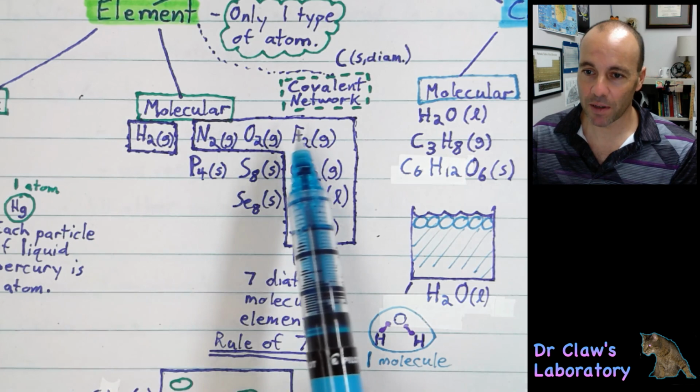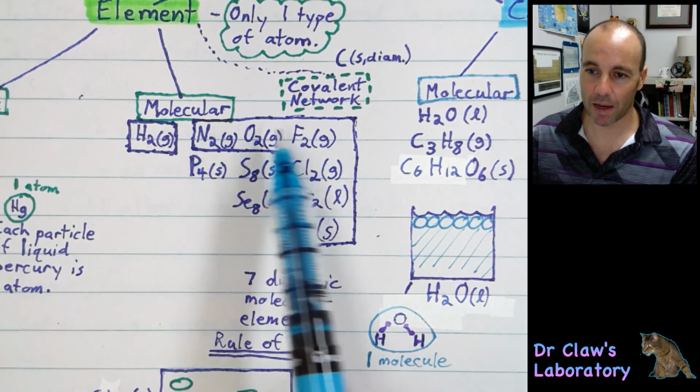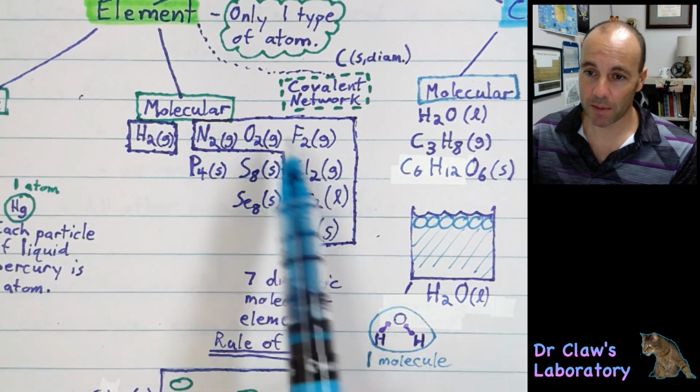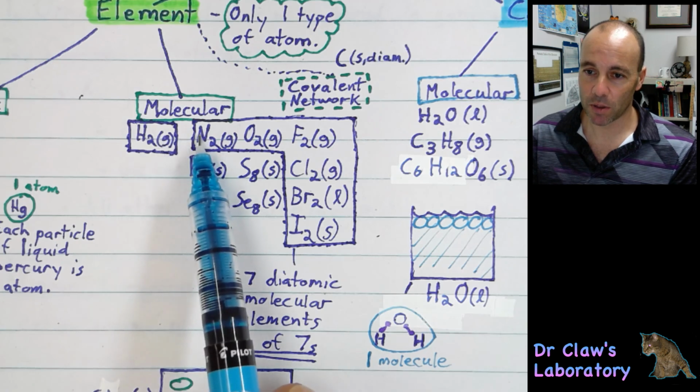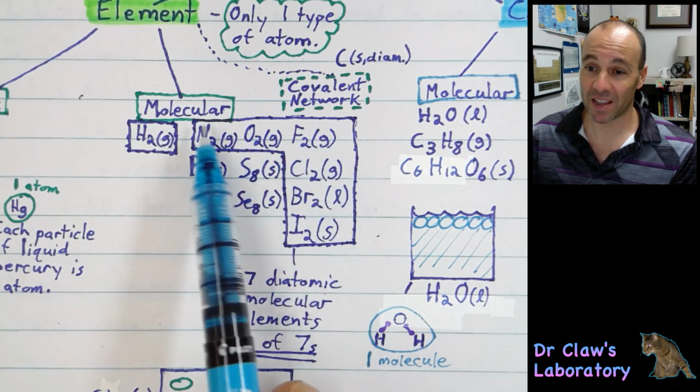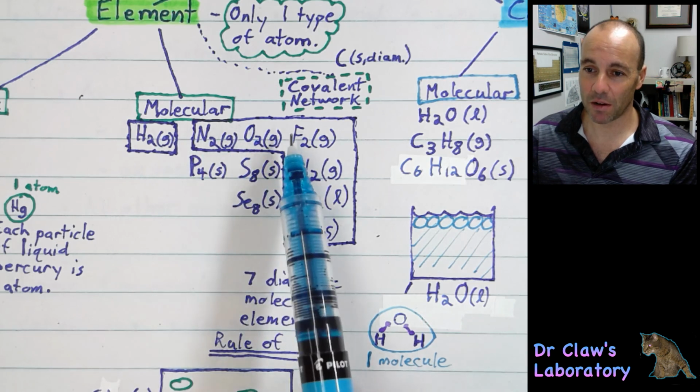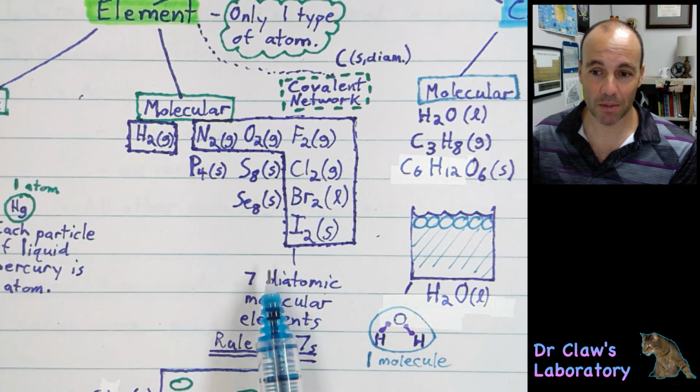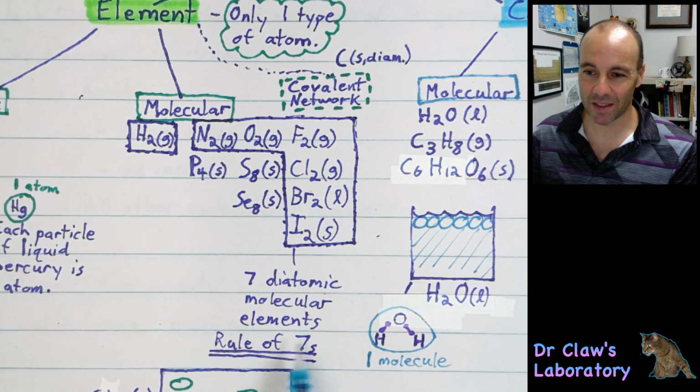Notice that there are 7 of these diatomic molecular elements, and on the periodic table you'll find most of them right next to each other in the shape of a 7. So there are 7 of them, and they are arranged in the shape of a 7 on the periodic table. So we call that the rule of 7s.